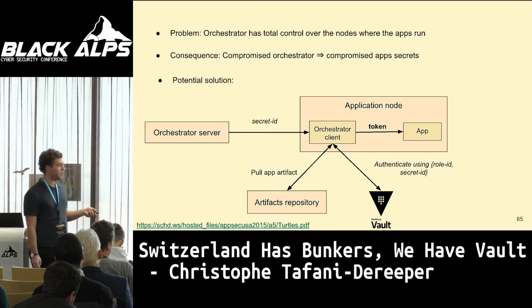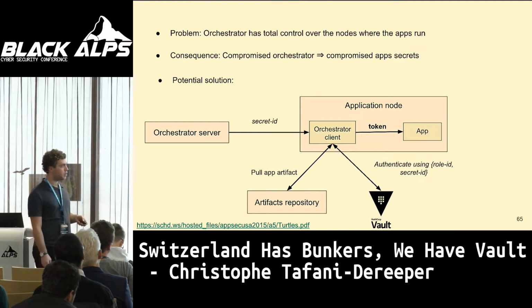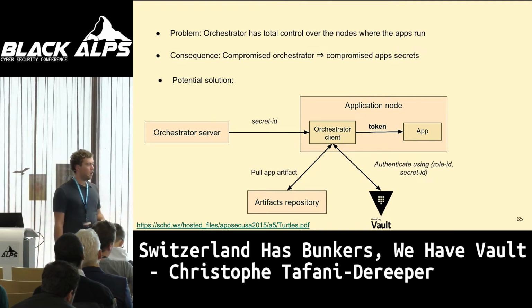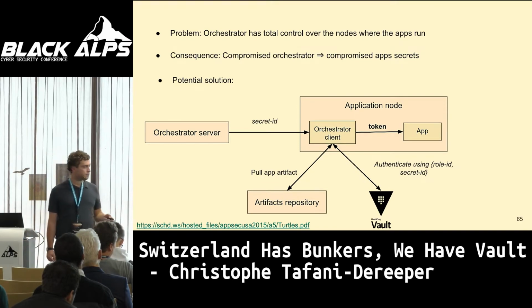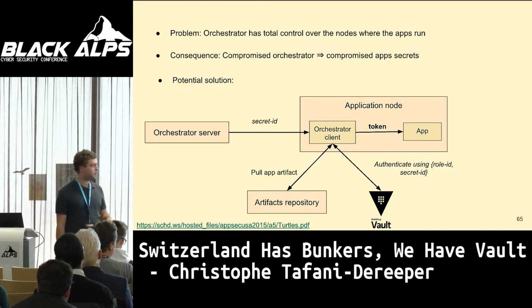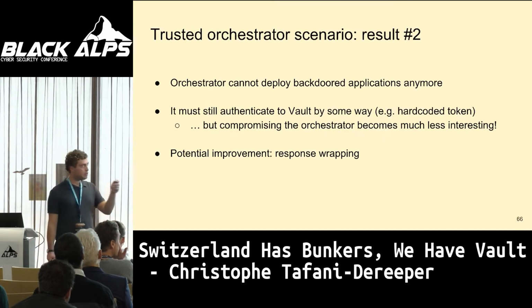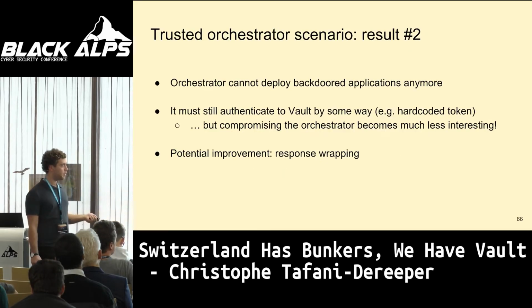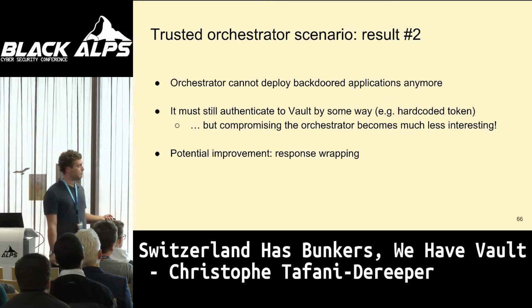It's a bit high level because it's going to be very dependent on the technologies that we use, but typically this can be implemented with something like configuration management systems that have client-side agents, things like SaltStack or Chef, for instance. This was shown in a presentation at AppSec USA 2015. And so here we got something better because our orchestrator cannot deploy backdoored applications anymore. It can only trigger a new deployment. It cannot choose what it wants to deploy.